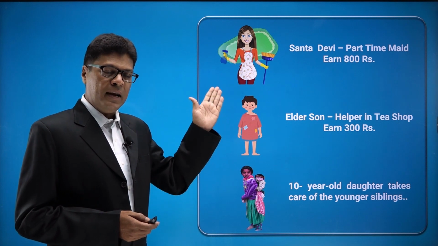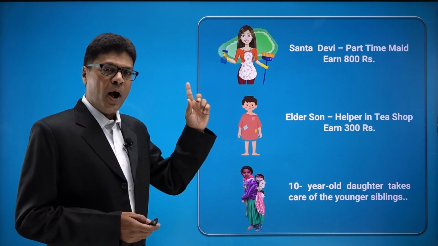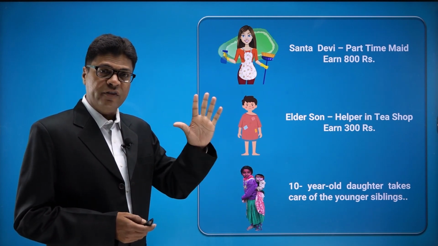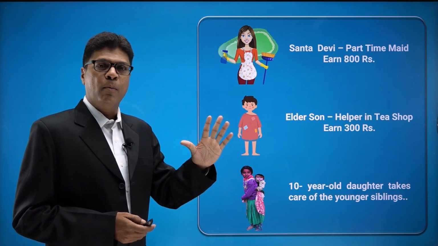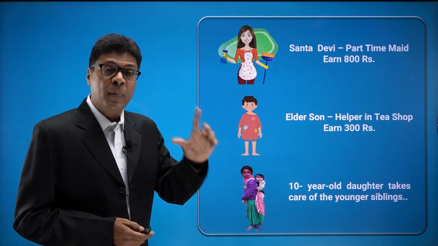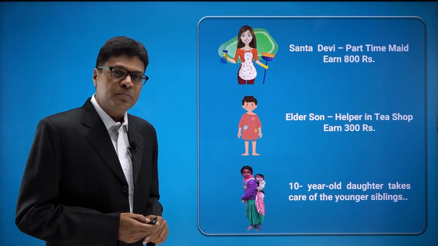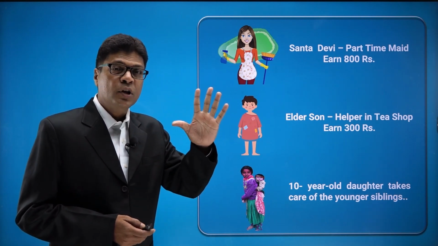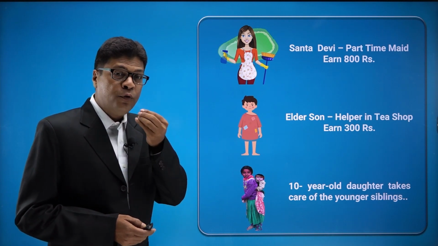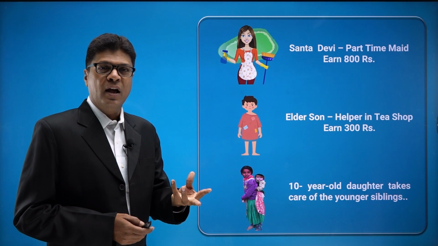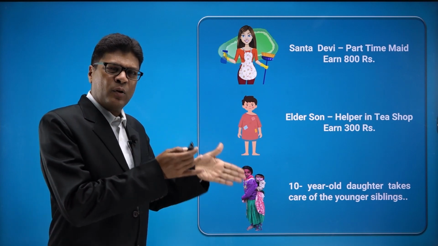How many members are there in the family? 1, 2, 3, 4, 5. Five members are there in the family and their total earning is nearly 2600 rupees per month. 2600 rupees per month for 5 members. Do you think it is sufficient for a family for their food, clothing and shelter? Let's leave the clothing and shelter.